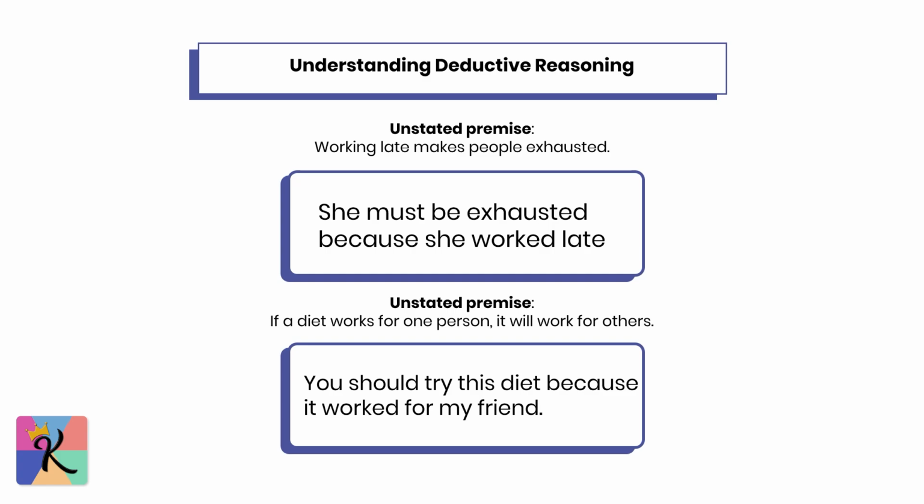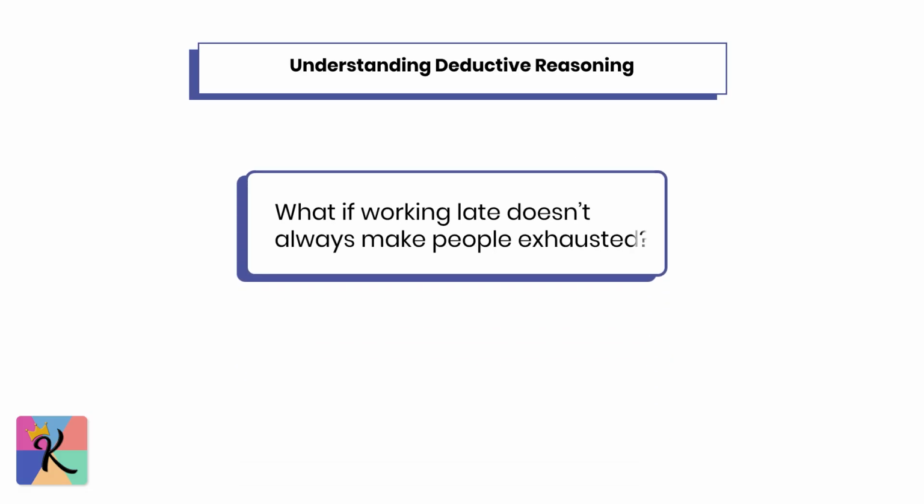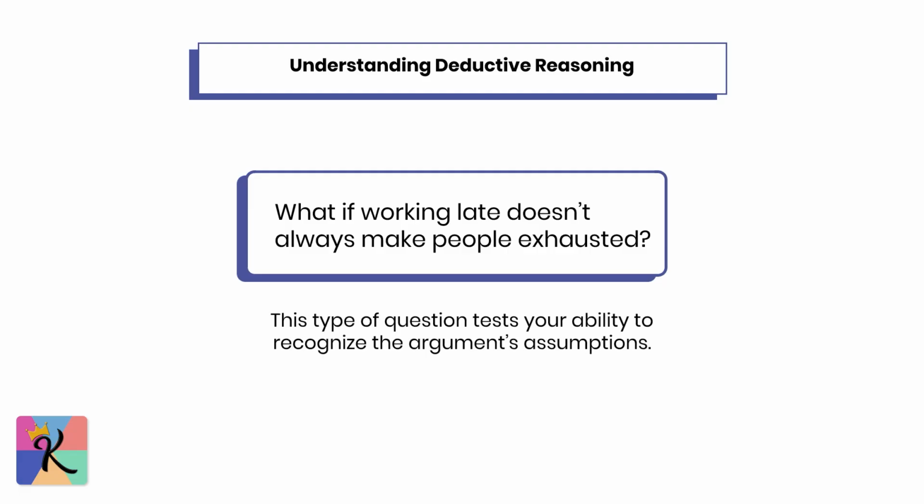Understanding these missing premises can help you answer questions where the test writer asks you to supply what's implied. Sometimes, you'll even get a question that asks what would happen if the unstated premise wasn't true. For example, what if working late doesn't always make people exhausted? This type of question tests your ability to recognize the argument's assumptions.